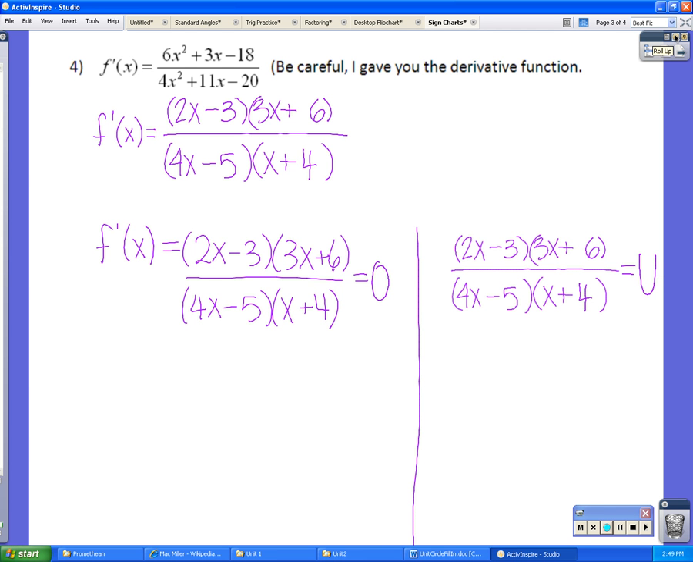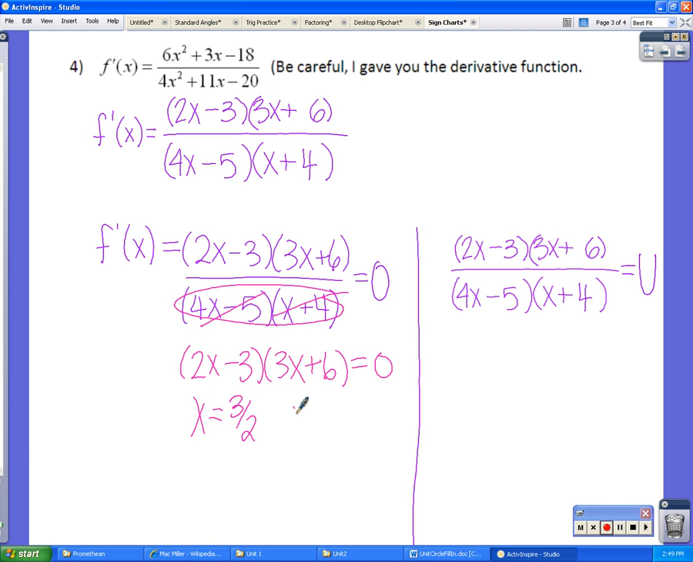So given that I want f prime of x equal to 0, I would actually multiply both sides by the denominator, but anything multiplied by 0 would cancel. So I actually am left with 2x minus 3 and 3x plus 6, which equals 0. Therefore, my two zeros would be positive 3 halves and then also negative 2.